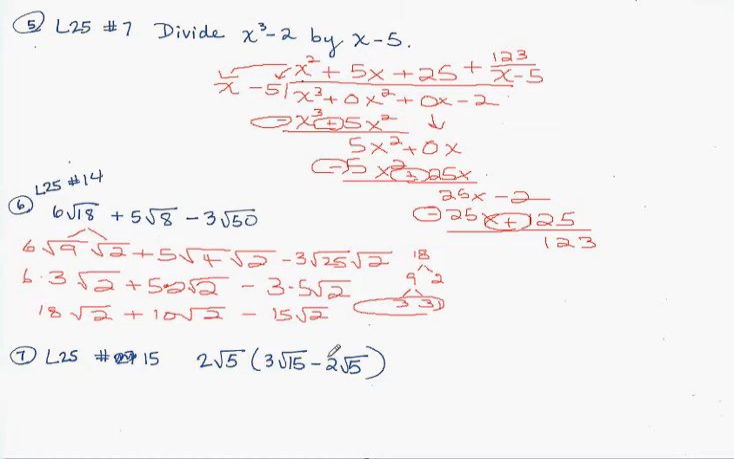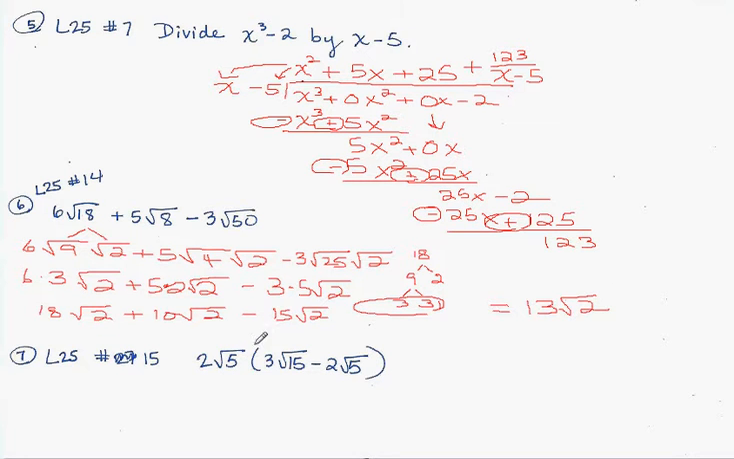So we just take those and we add 18 plus 10 minus 15, and our final answer to this problem is going to be 13 square root of 2. That one is on your paper. Okay, number 7.